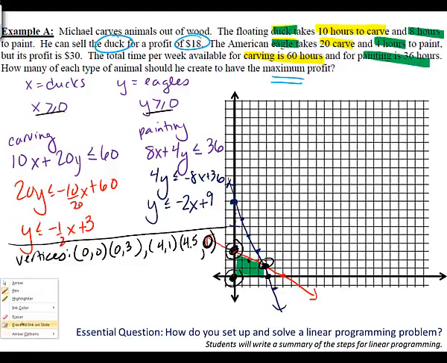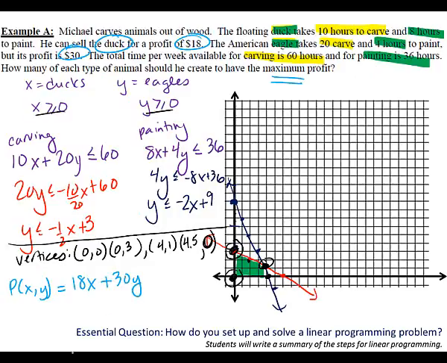Actually, I'm going to write this in a different way. I'm going to write a profit equation, a profit function. That's just notation, just like f of x is notation. So I'm saying we're going to write a profit function, and I'm going to plug an x and a y into it. So my profit function we said is 18 times the ducks plus, how much is he going to make off of an eagle? 30 bucks off of an eagle. So 30 times the y.